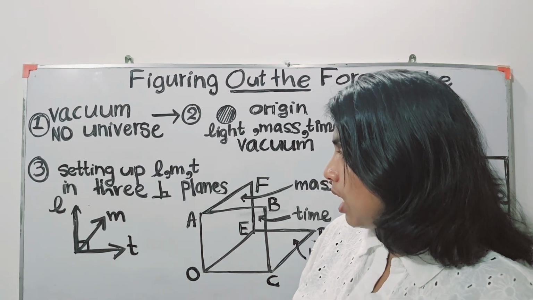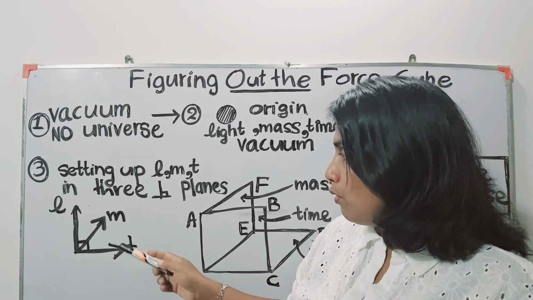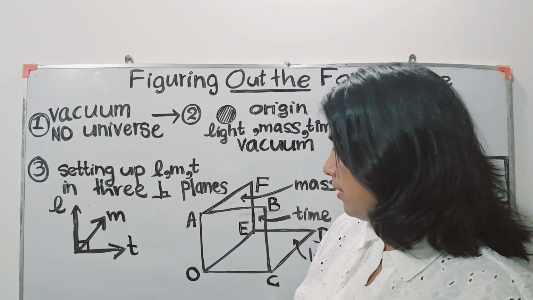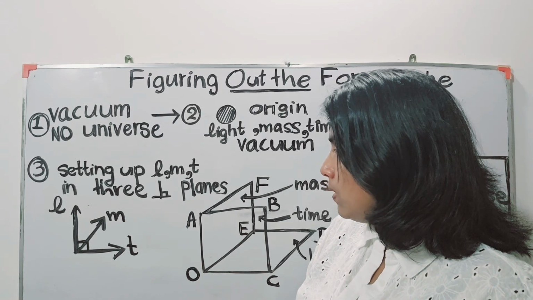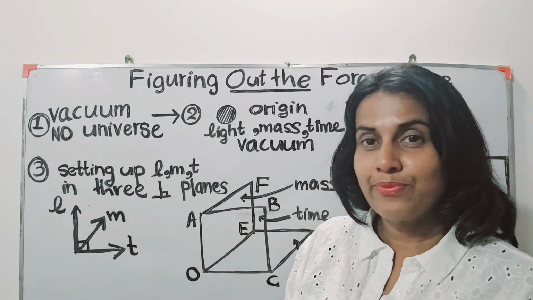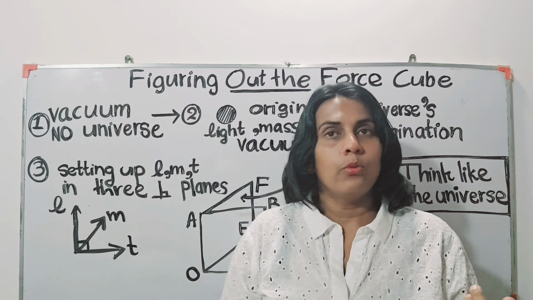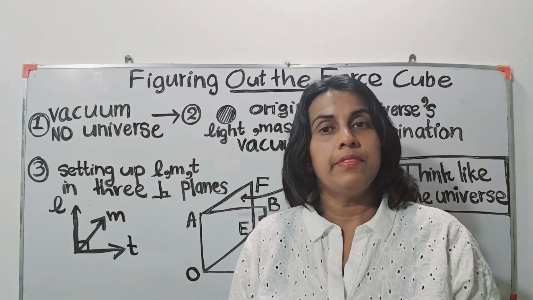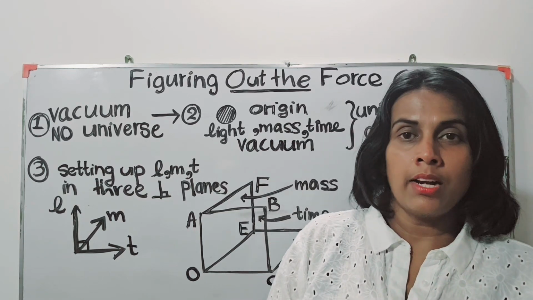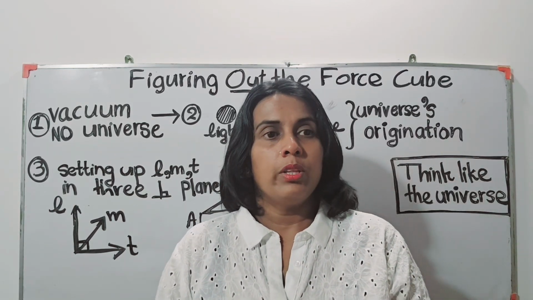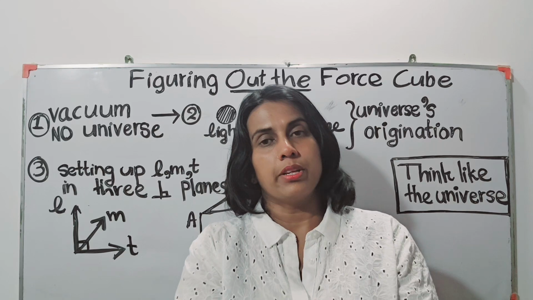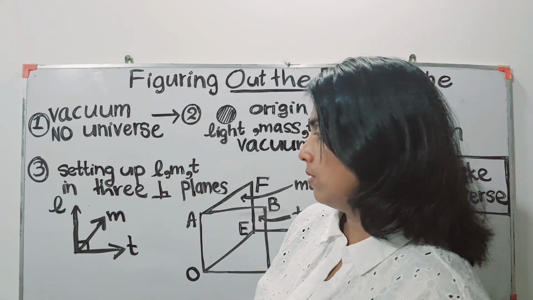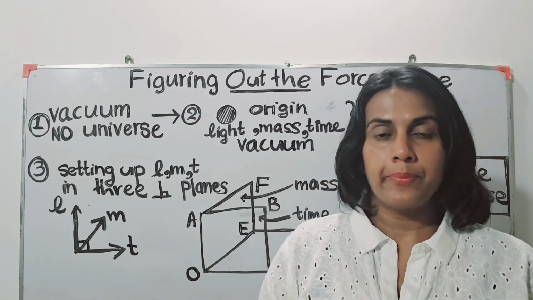And now these are the forces: light, mass and time are the forces. And so now we see some directions. Previously, the universe didn't have any directions, because in our world we define the directions with respect to the sun or with respect to some object. But here no objects, nothing is there.